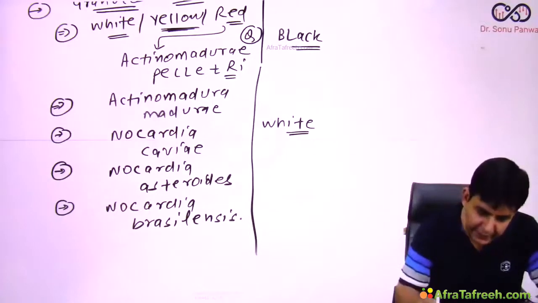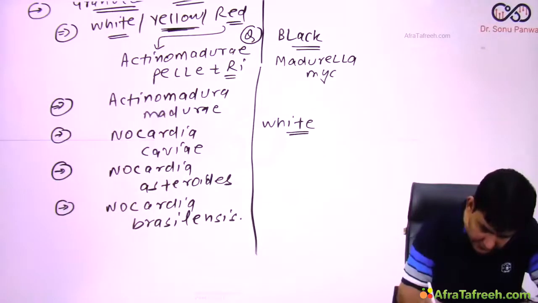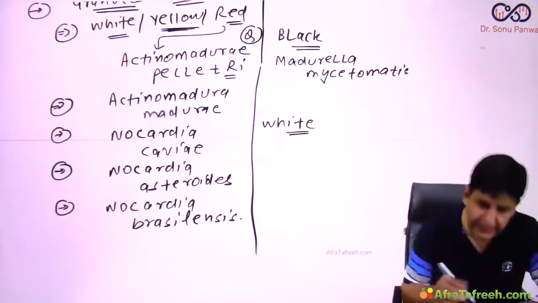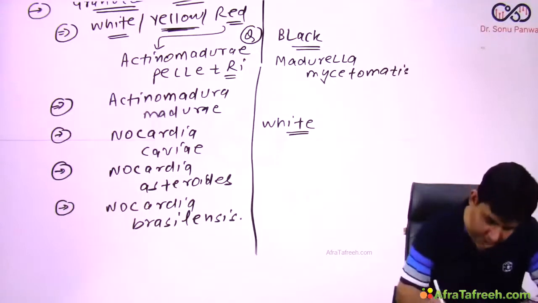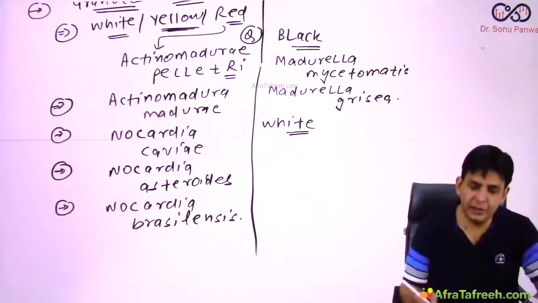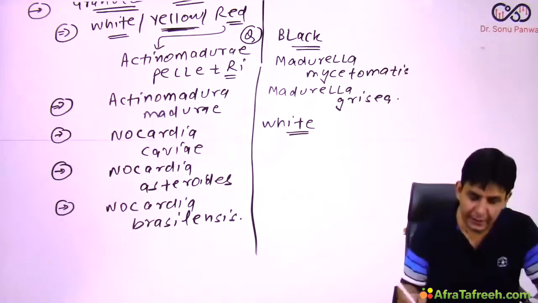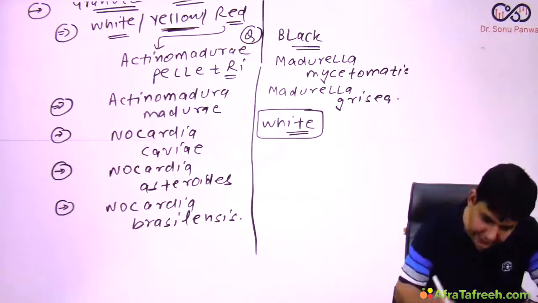So black colored granules are seen in Madurella mycetomatis or Madurella grisea. The one is Madurella mycetomatis and one is Madurella grisea. They have the black colored granule.